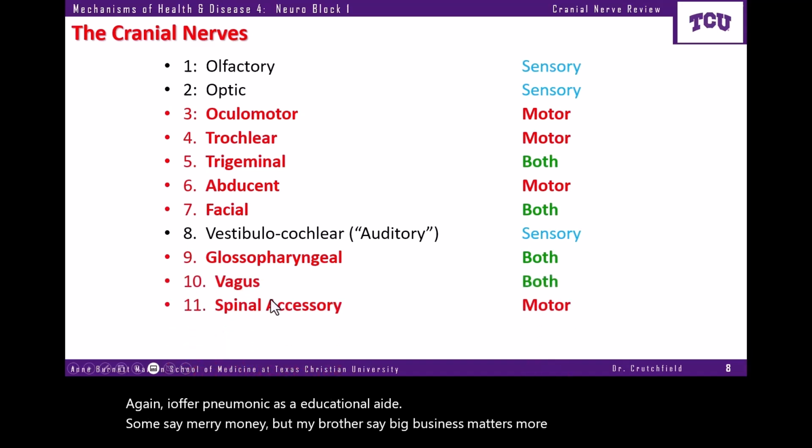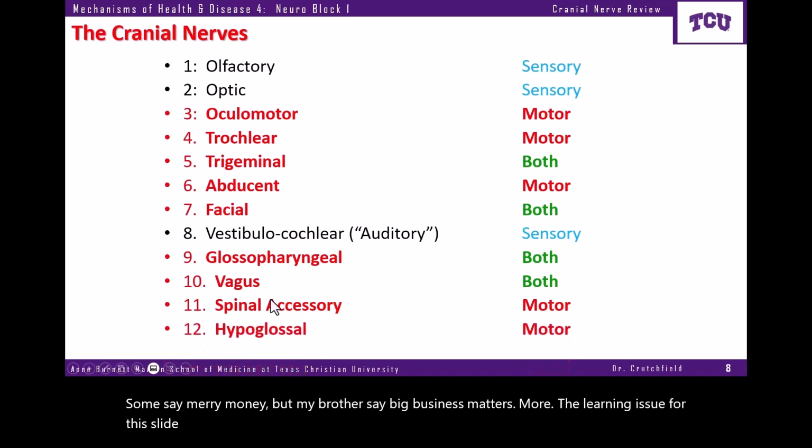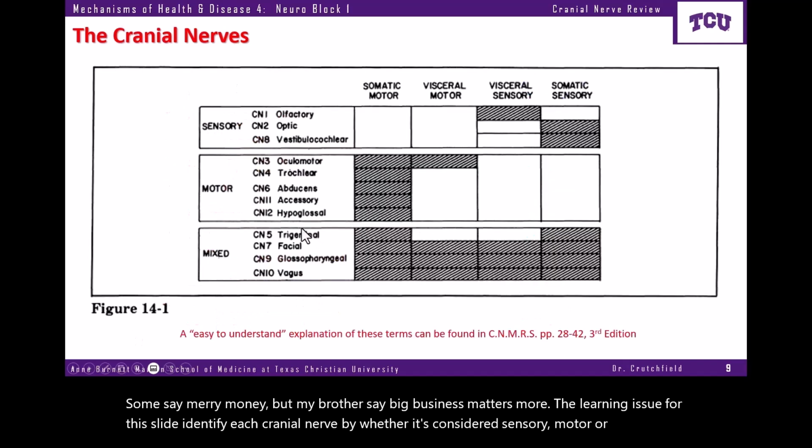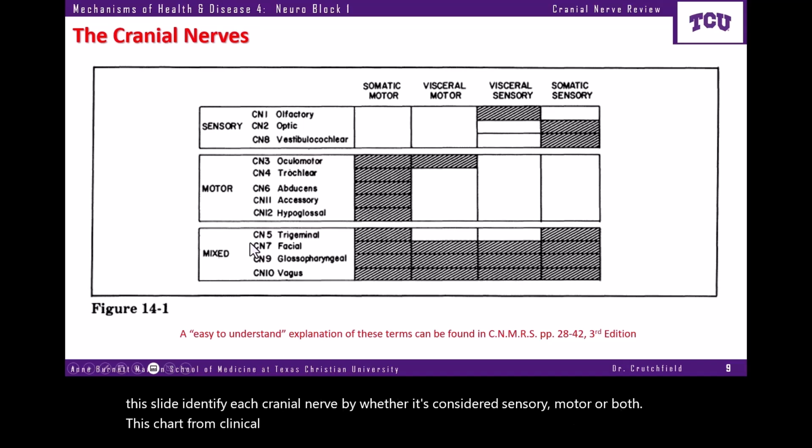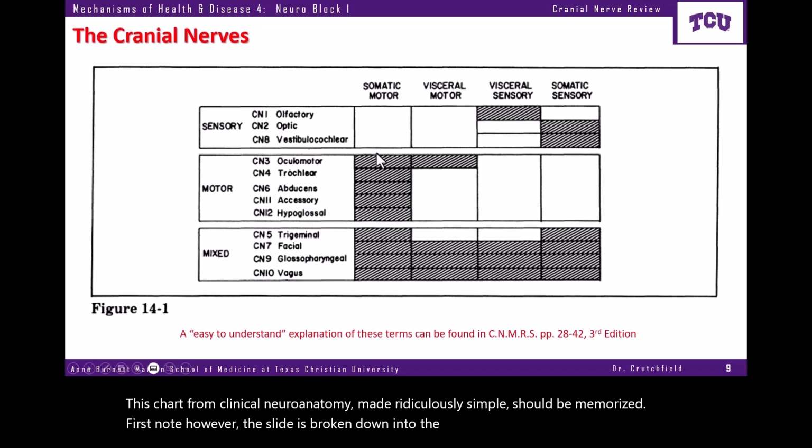The learning issue for this slide, identify each cranial nerve by whether it's considered sensory, motor, or both. This chart from Clinical Neuroanatomy made ridiculously simple should be memorized. First, note, however, the slide is broken down into the sensory, motor, and mixed, or both nerves.